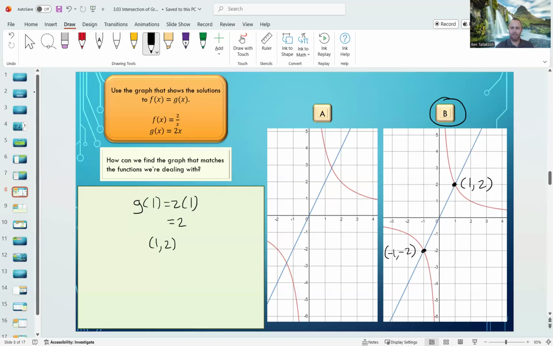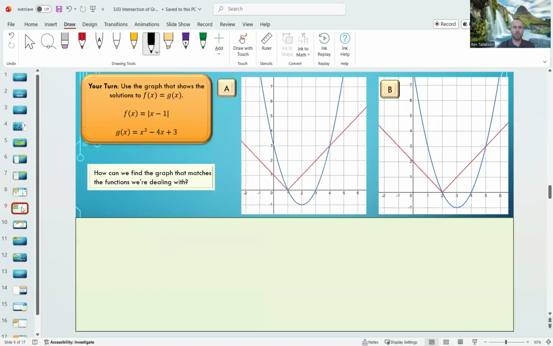Matching and then finding solutions to the system. Let's do another one. Ooh, interesting. An absolute value function and a quadratic. Give it a try.